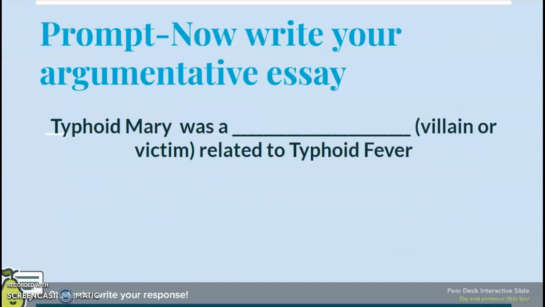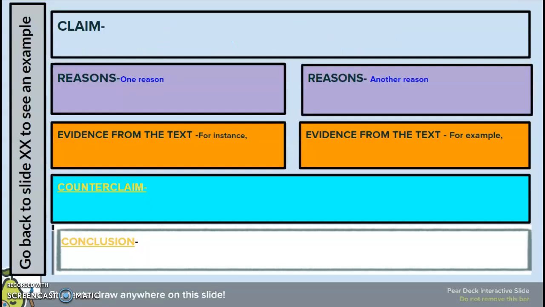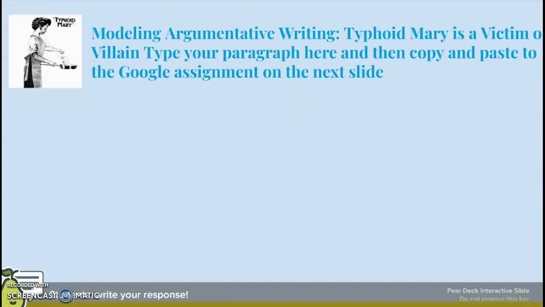Now you're just going to do this on your own. So when you get to slide 17, you get to decide, was Typhoid Mary a villain or a victim? So you get to write that in there. And then now you are going to go through on slide 18. You're going to fill in what's your claim, what are your reasons, what is the evidence that you're going to pull up from the text, your counterclaim and conclusion.